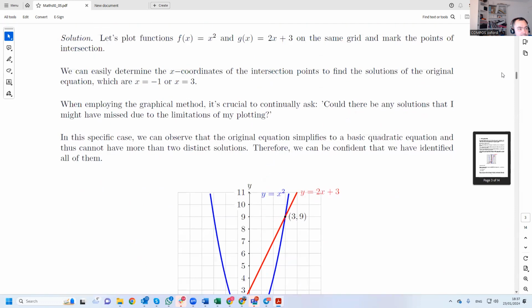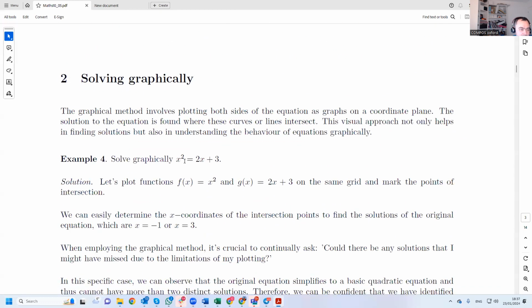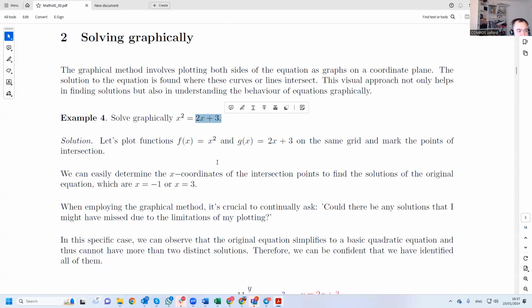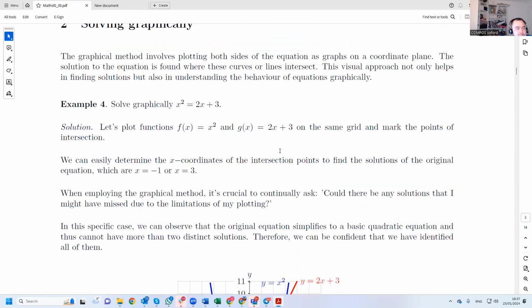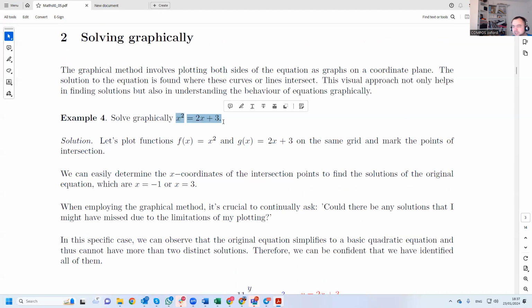We have a quadratic equation solved graphically: x squared is equal to 2x plus 3. Well, that's easy, because y equals x squared is the parabola, and y equals 2x plus 3 is a straight line. When they cross, that's the solution. So x equals -1 and x equals 3. But of course, you can just solve it algebraically because it's a quadratic equation.